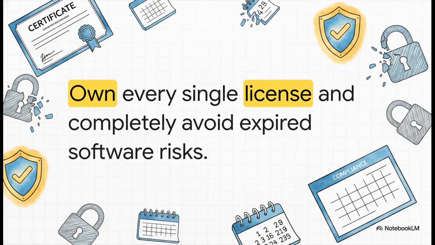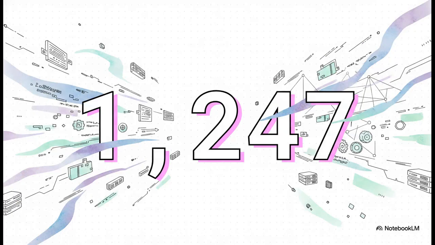The SAM module takes complete control over this by proactively tracking license badges, monitoring renewal calendars, and enforcing compliance shields. It ensures you completely avoid those catastrophic, incredibly expensive expired software disasters and stops you from paying for software nobody is actually using.